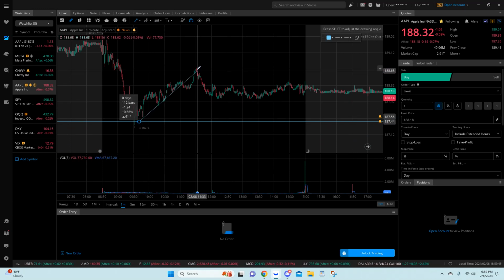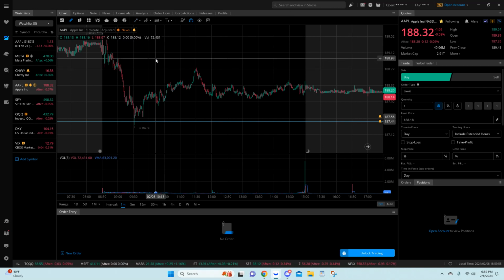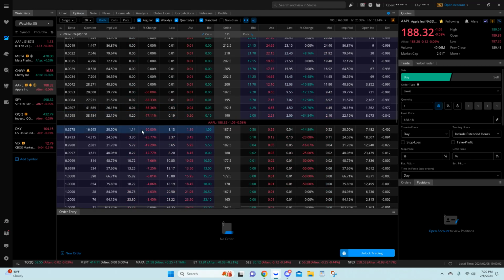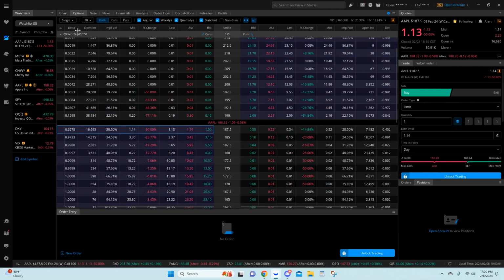From our entry to the peak, it's not a huge move percent-wise, but you get about $1.30 there. And when you look at contracts, this is why picking the correct contract is important. So we had the 187.5s, and we triggered it.